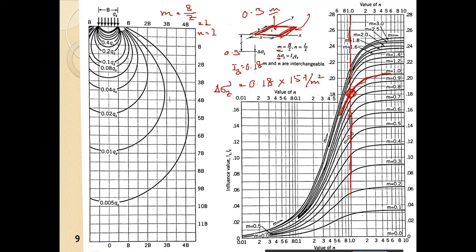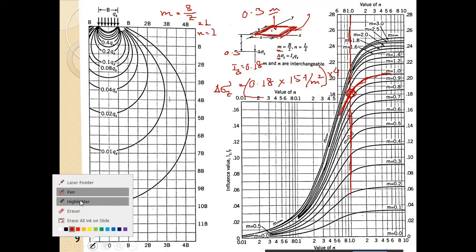Okay. Now this is delta sigma z. This is the increment. Obviously we have taken only 1/4, so we have to multiply that by 4. So that is the increment in delta z.